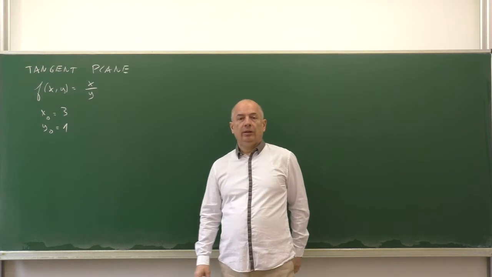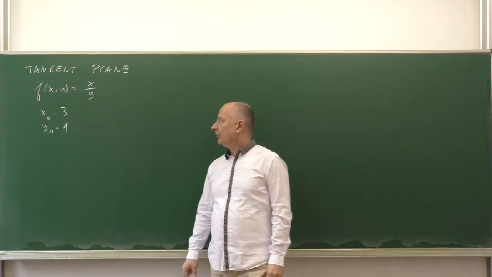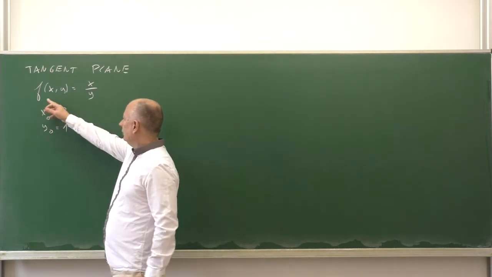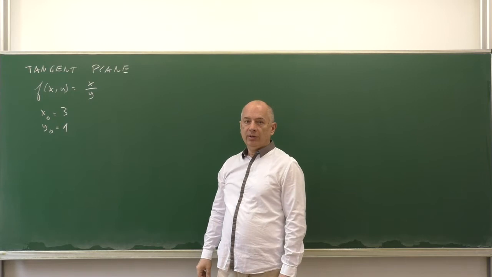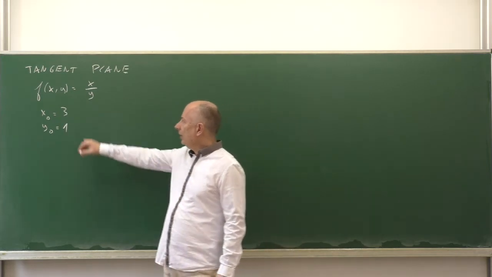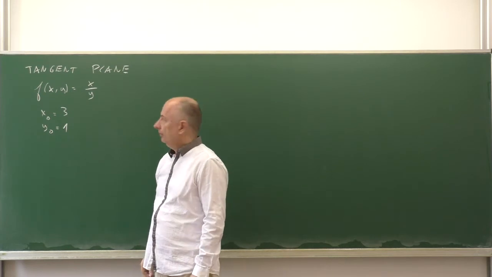Let us illustrate how to find the equation of the tangent plane by the following exercise. Consider the function f(x,y) is equal to x divided by y. And we have the fixed point, x is 3, y is 1.